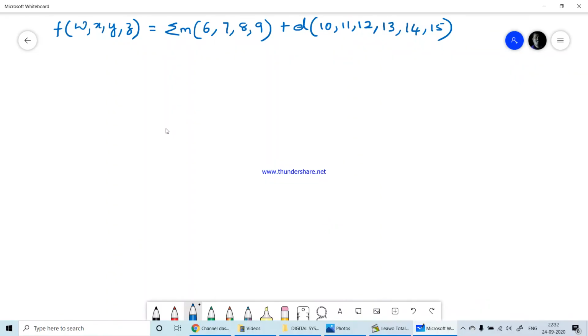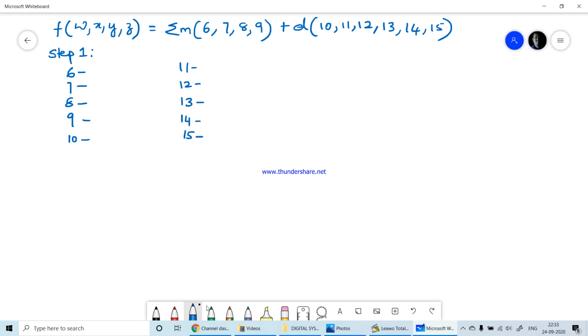Now let us look into this problem. Again we use the Quine-McCluskey method, or the tabular method as we call it, to solve this. So let us go with step 1. Step 1 is writing all the binary equivalent values for both minterms and don't care conditions. So we have 6, 7, 8, then 9, 10, 11, 12, 13, 14 and 15.